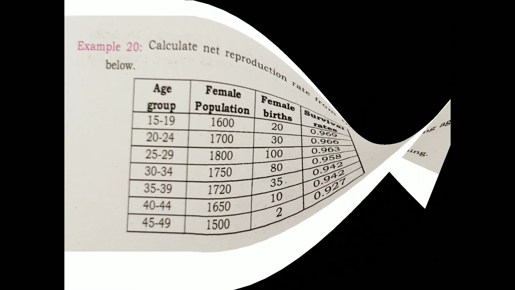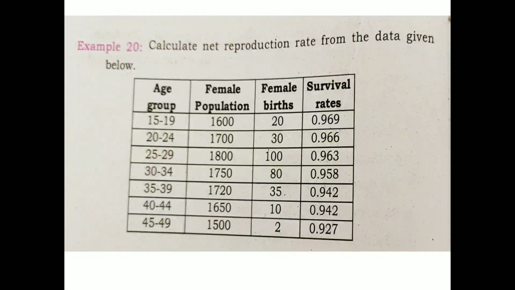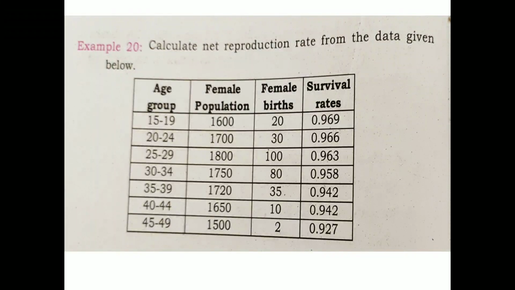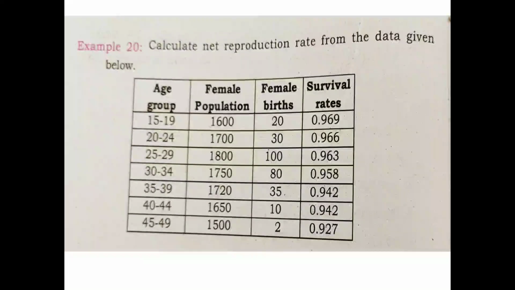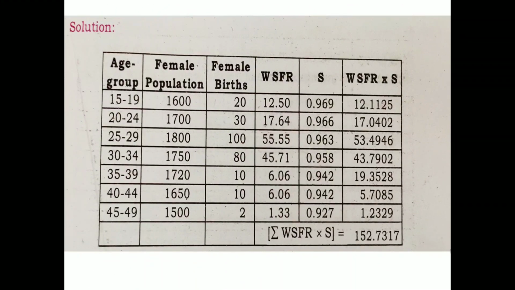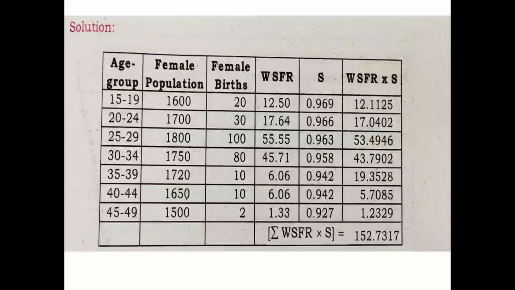Next we shall move into the next problem. Calculate net reproduction rate for the following given data. Age group, female population, female births are given and survival rates are given. Same columns, you need to add a column WSFR after female births and WSFR into S. So first calculate WSFR.